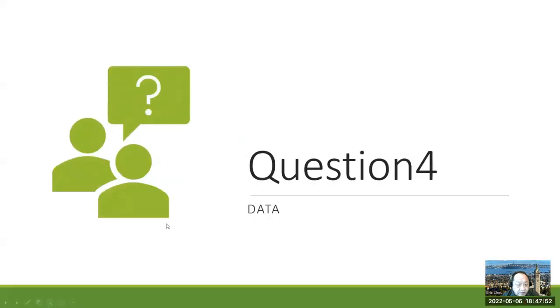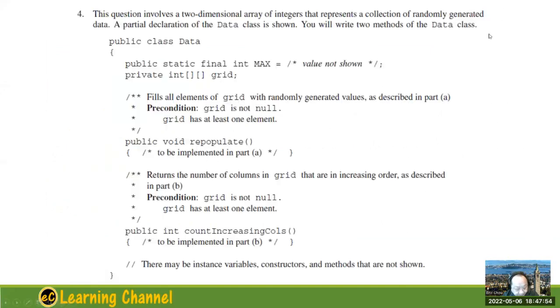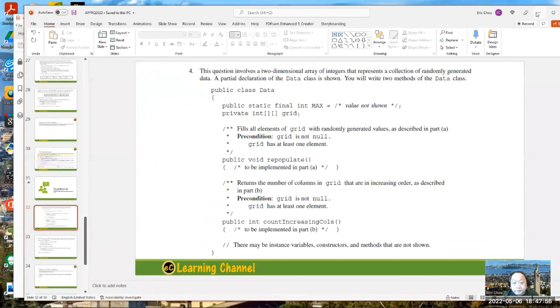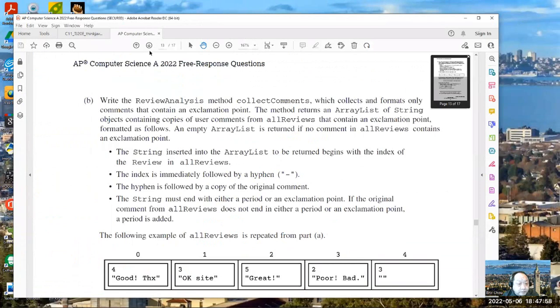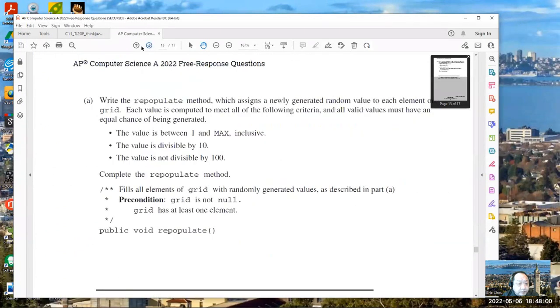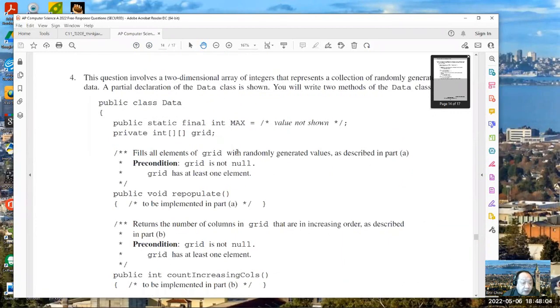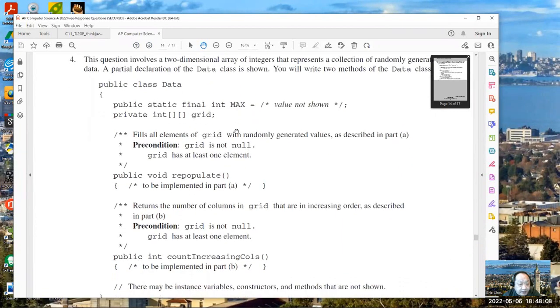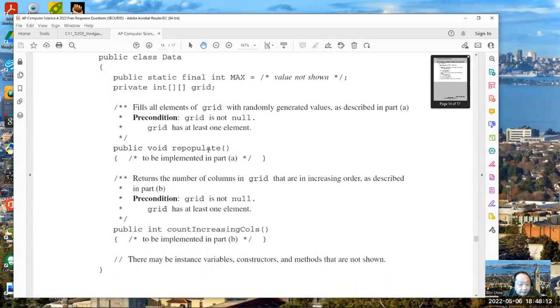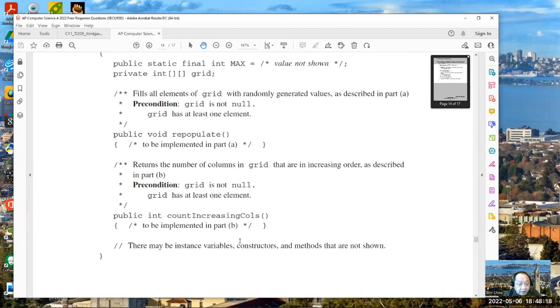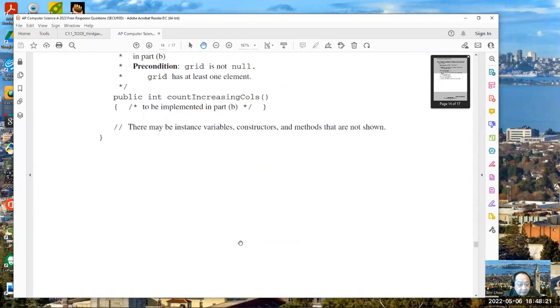Now let's look at question 4. Question 4 has a data class. The data class has a number called maximum, that's a constant, and a two-dimensional array called grid. We need to do repopulation of the grid. We also need to count the number of increasing columns.